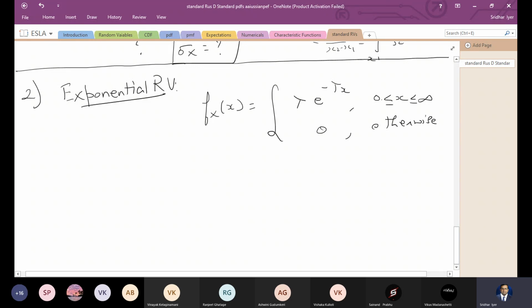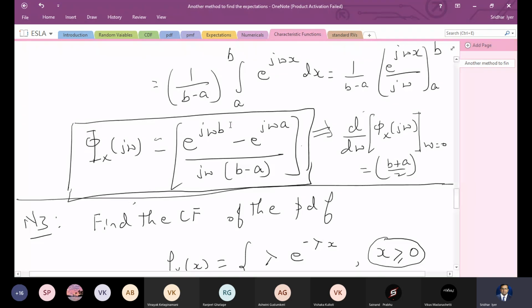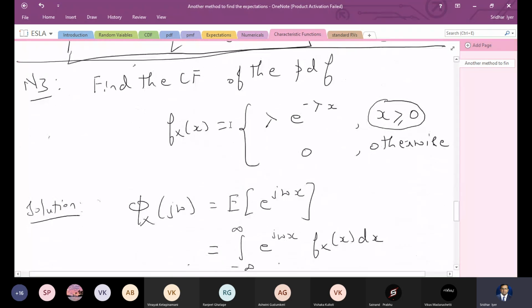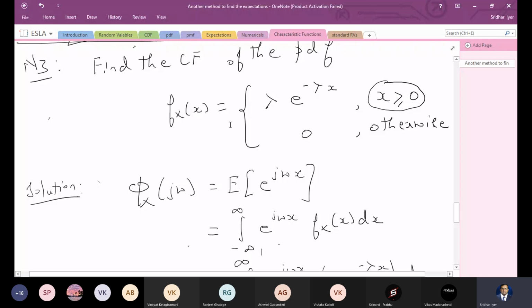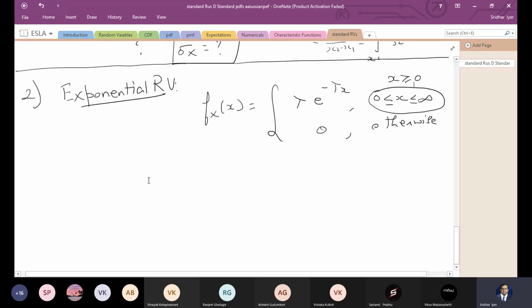Right? So this x between 0 and infinity can also be written as x greater than or equal to 0. And if I take you back to characteristic function, the first numerical which we solved today is exactly the same. So we have found the characteristic function of the exponential random variables. But I have not told you what this lambda is. This lambda is known as the rate constant.